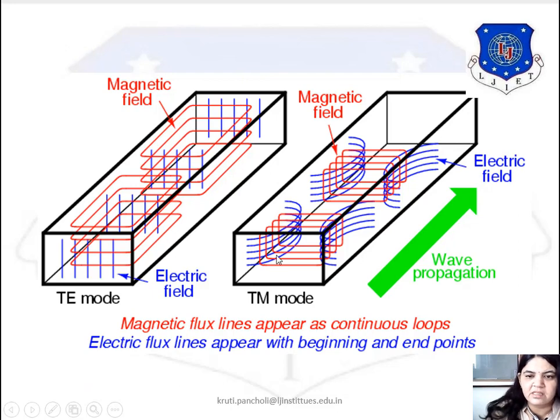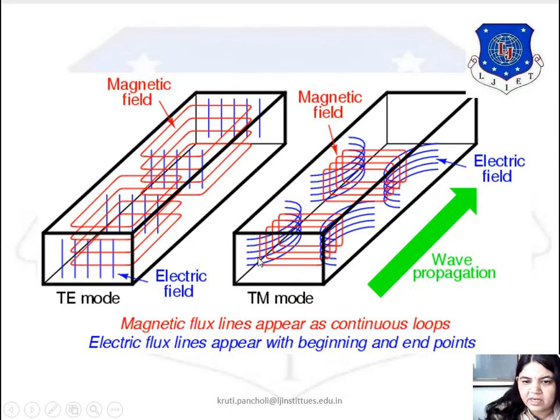Here you can see a complicated diagram, but it is easy to remember and understand. This I have shown as the wave propagation. It is the TE mode. In the TE mode, you can see the electric field variation like this, and the magnetic field forms a loop. This way you can see that it is the TE mode.